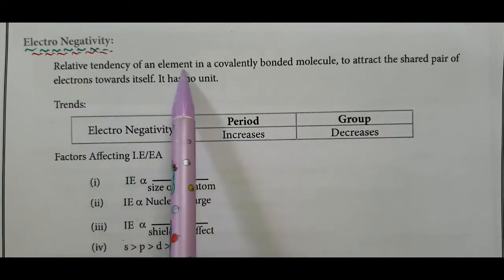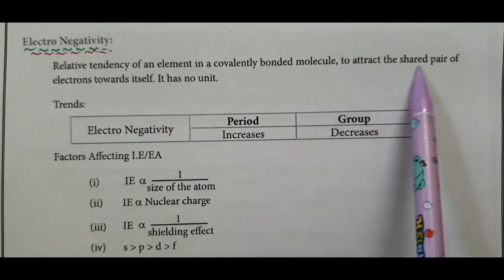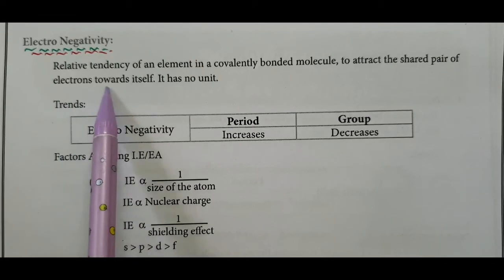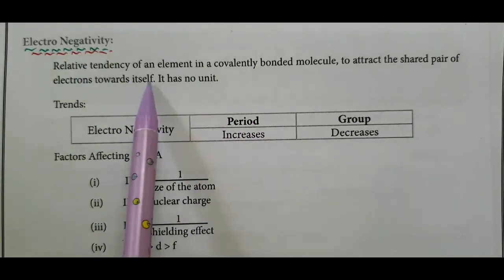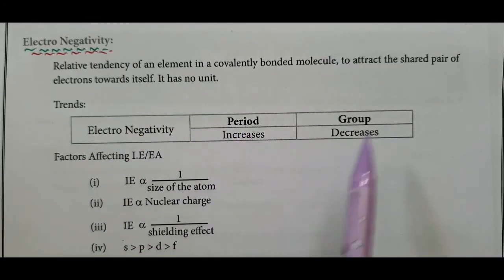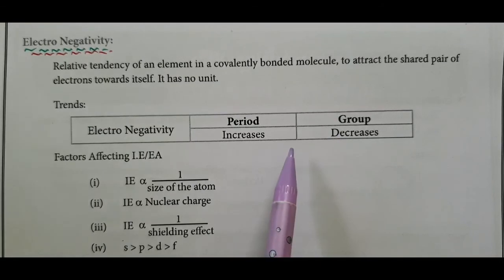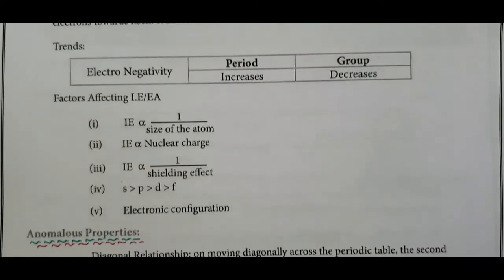The relative tendency of an element in a covalently bonded molecule to attract the shared pair of electrons towards itself is called electronegativity. It has no unit. Trend: electronegativity in a period increases, in a group decreases. The most electronegative element among 118 elements is fluorine. The second most electronegative element is oxygen.